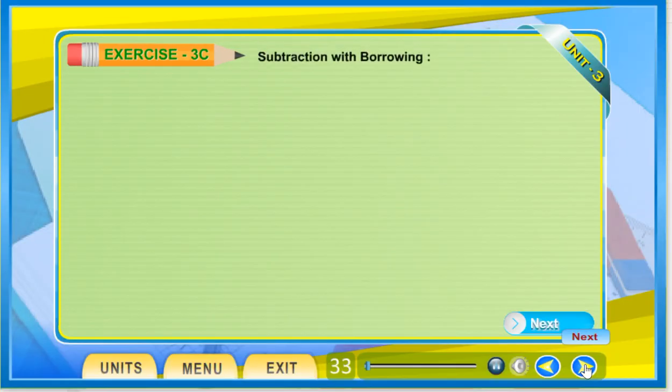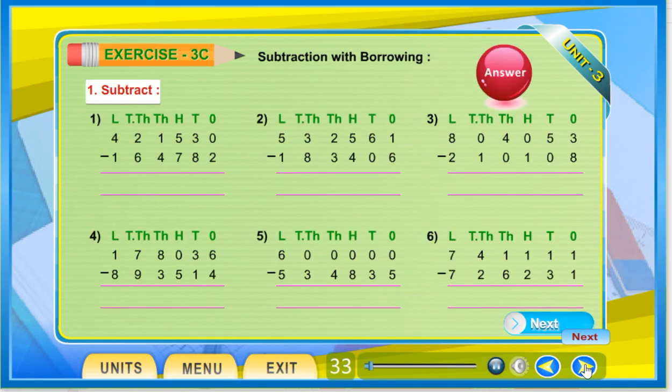Exercise 3C. Subtraction with borrowing. 1. 1. 421530 minus 164782. 2. 532561 minus 183406. 3. 804053 minus 210108. 4. 178036 minus 893514. 5. 600000 minus 534835. 6. 741111 minus 726231.